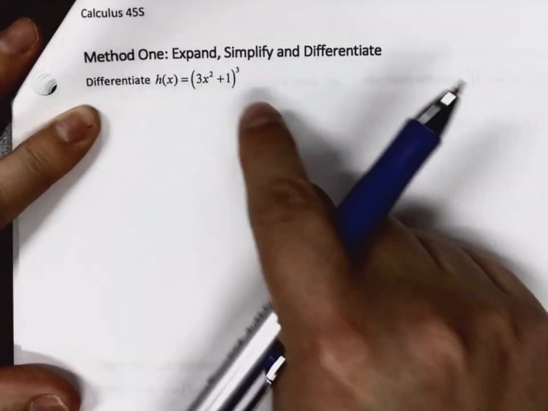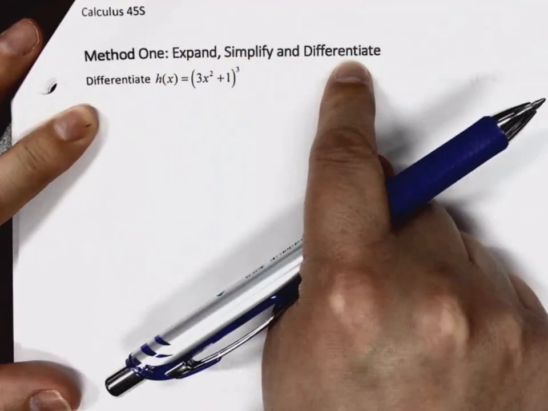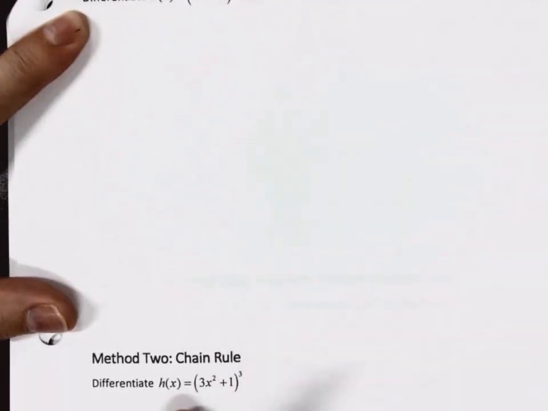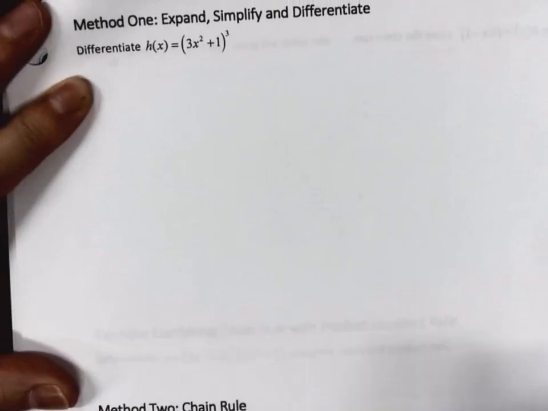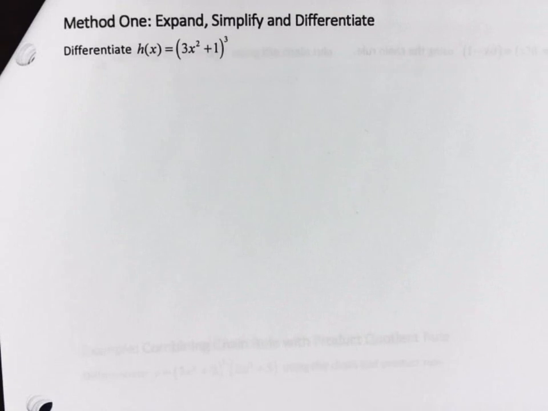Okay, so we are going to do this one. It's the exact same question: expand, simplify, and then differentiate. And here we're going to use the chain rule. It's the exact same question. We're just going to see that we get the same answer.